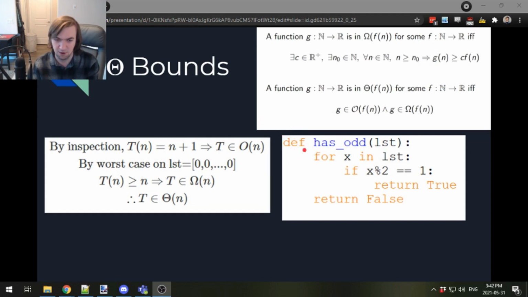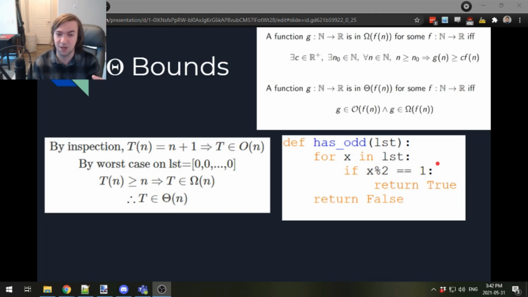So here's our code over here. We are checking a list to see if it has an odd number. And so the way we do it is we look through everything in the list. If it's odd, we return true, and if it's not, we return false. Kind of a simple piece of code, right? When we talk about worst case, what we're saying is, in the worst case, we don't find an odd number because that means we have to do the most work possible.